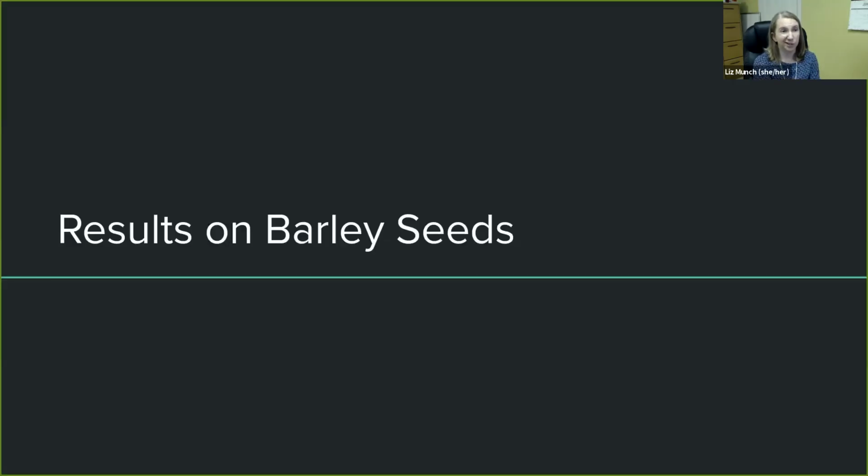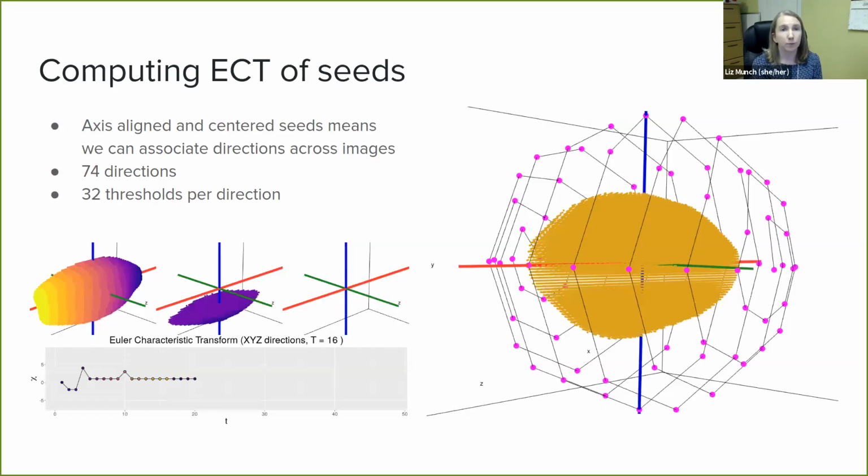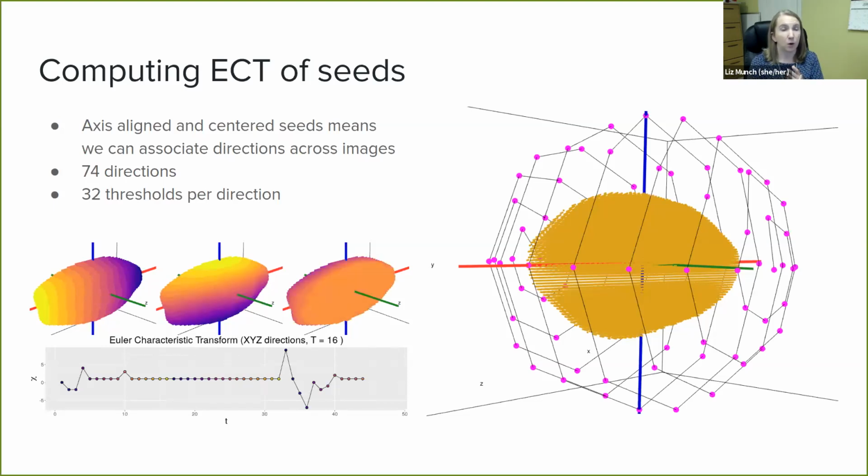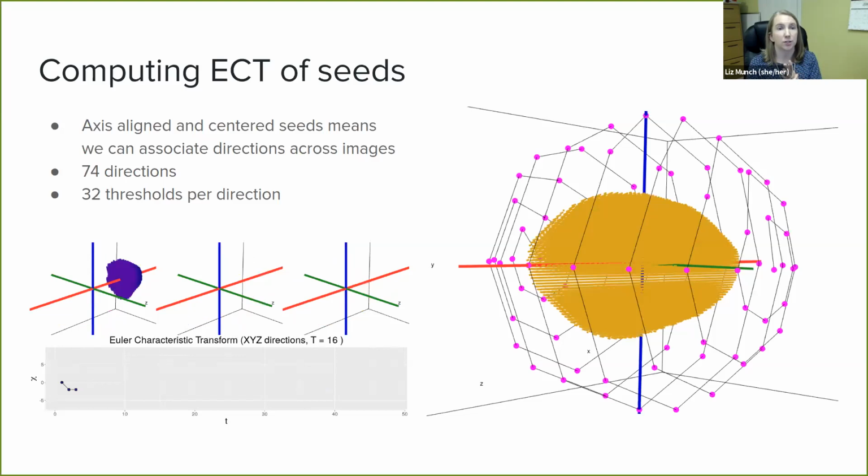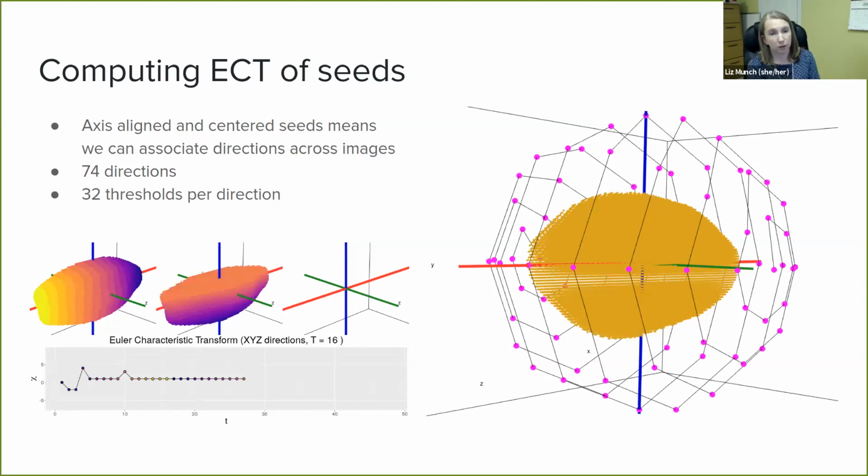For what we're going to do, let's talk about actually applying this Euler characteristic curve to barley seeds, since I think I'm already running a little late. Right, so we can compute the Euler characteristic transform, which is basically the collection of all that data. We did this on 74 different directions, 32 thresholds for just stopping points for counting things. Stuck them all together into one long time series, and then we've got to go analyze that data.